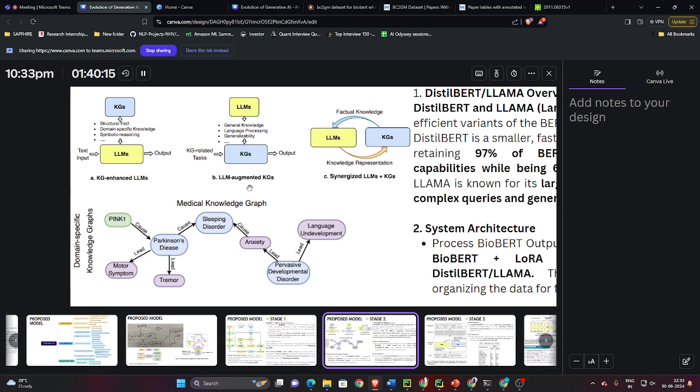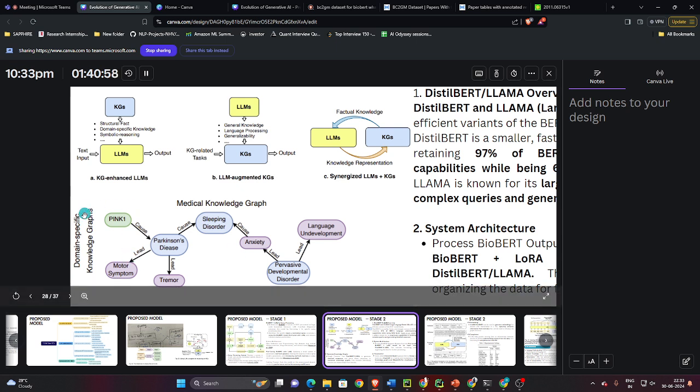Yeah, I'm still here. Okay, go ahead. Yeah, how each one is being used: KG enhanced LLMs, LLM augmented KGs, and the synergy between them. The funny thing is that the graph which you're showing is coming from some literature, right? Because it is a Parkinson's disease graph. Yes, sir. Is it some paper which tried to address Parkinson's? Yes, yes.